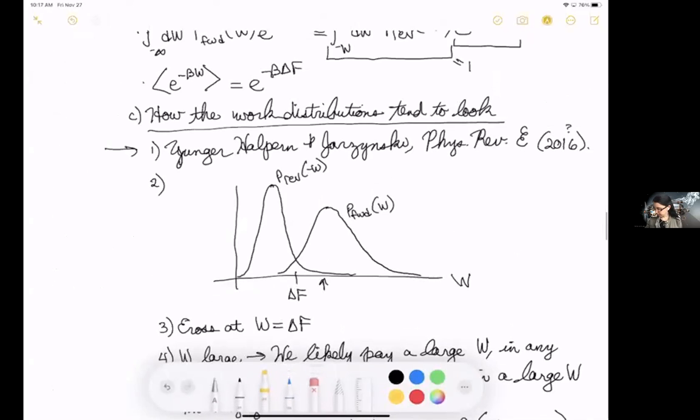No, apparently I can't write. Just a moment, let me try to fix this. Still no. Oh well, hopefully you can see Jarzynski's equality up here.